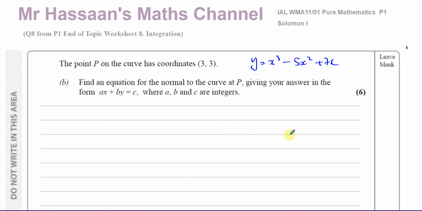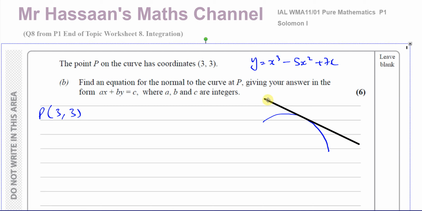So that's the equation. The point P on this curve has the coordinates (3, 3). So we know the x and y coordinates of the point P. We're going to find an equation of the normal to the curve at P. So I'm just drawing a section of a curve. I don't know if it's realistic, but just supposing this was the point P.